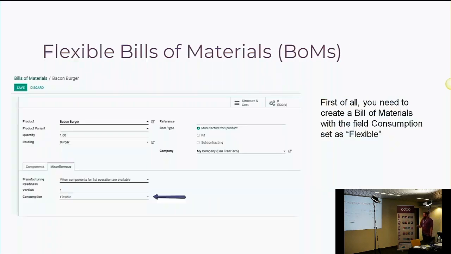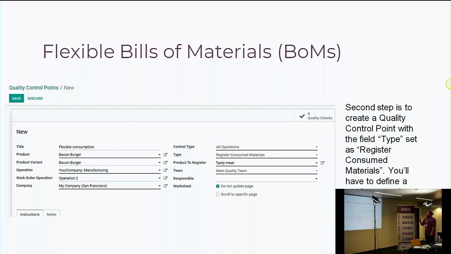Afterwards, we are going to see the flexible bill of materials. Once you create a bill of material, you have this miscellaneous section where you can set the consumption as flexible. So now you can decide for each of your bills of materials if you want them to be strict, so that means that you will not be able to consume more products than expected, or flexible, so that means that you can continue the consumption of products for certain products that you have to define. We are going to see that.